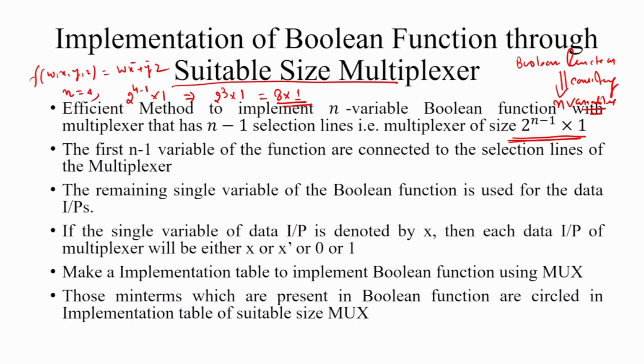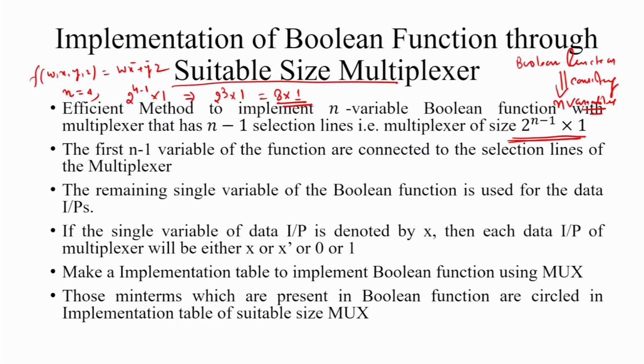Similarly, for representing a 3 variable Boolean function, what is the suitable size multiplexer? The suitable size multiplexer is 4 cross 1. Similarly, for representing a 2 variable Boolean function, the suitable size multiplexer is 2 cross 1, and so on.